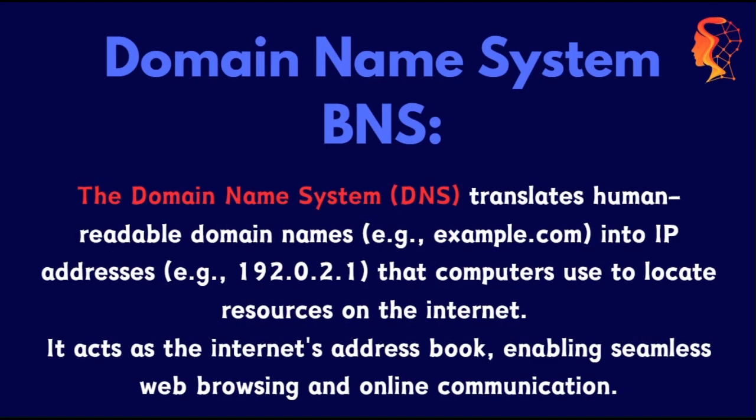The Domain Name System, DNS, translates human-readable domain names, for example, like conticrim.com, into IP addresses. This is an example of an IP address: 192.0.2.1, that computers use to locate resources on the internet. It acts as the internet address book, enabling seamless web browsing and online communication.